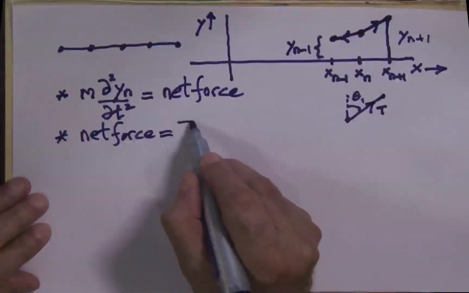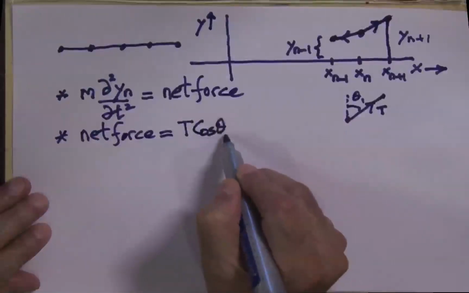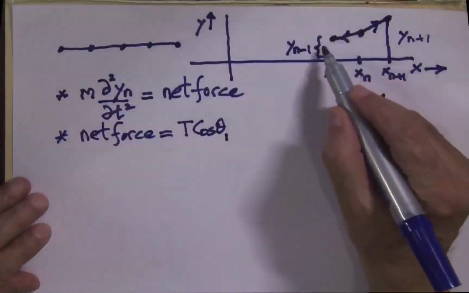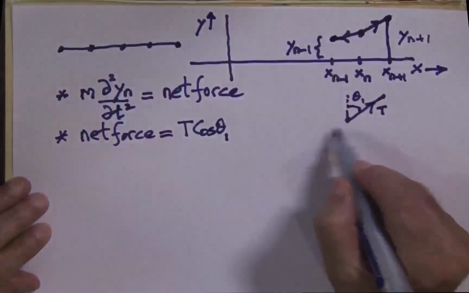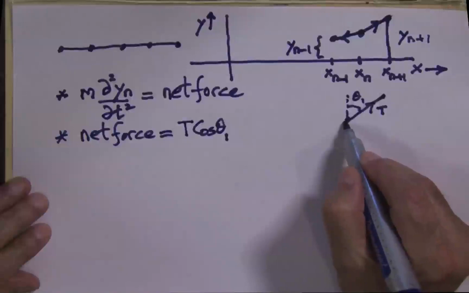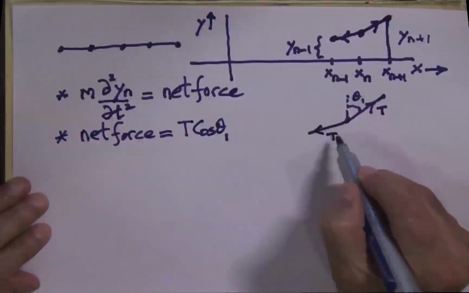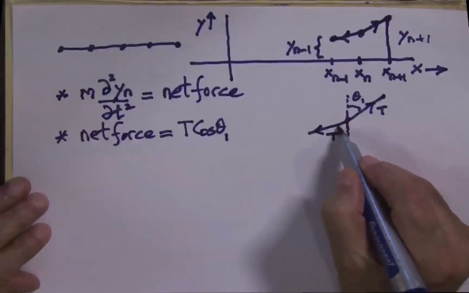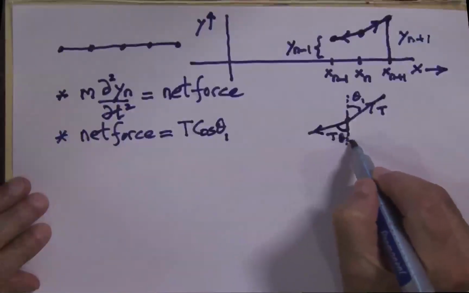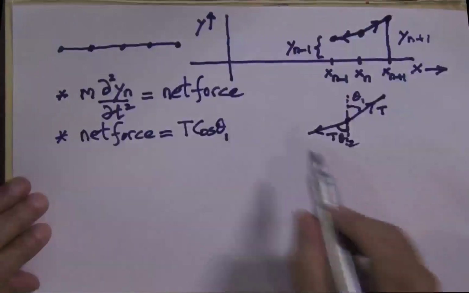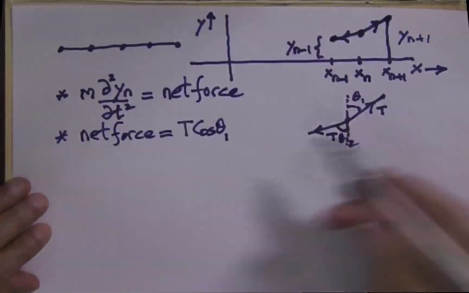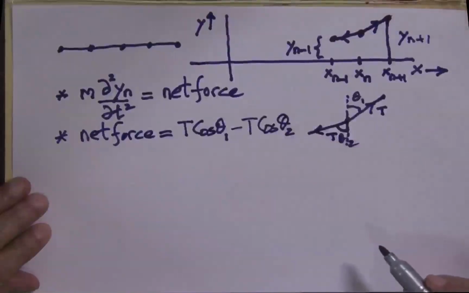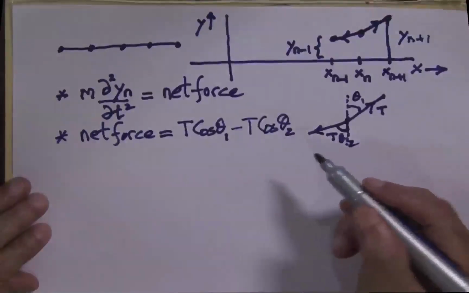So this is going to be equal to T cosine theta 1. And now there is on this one a force that's acting in this direction. Now let's call that, so this is a tension that's acting in this direction, and again there's some angle which is made over here. Let's call that theta 2. Now the projection is downwards, so this is minus T cosine theta 2. Okay, so now let's figure out what is cosine theta 1 and cosine theta 2.